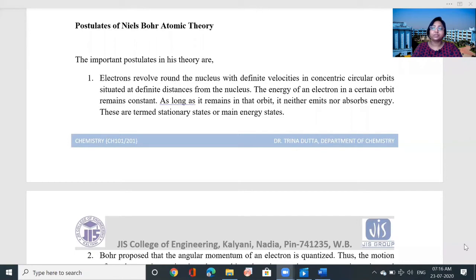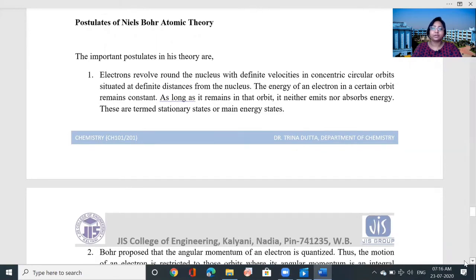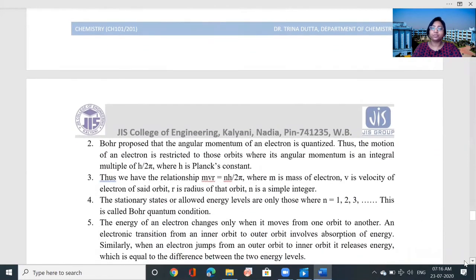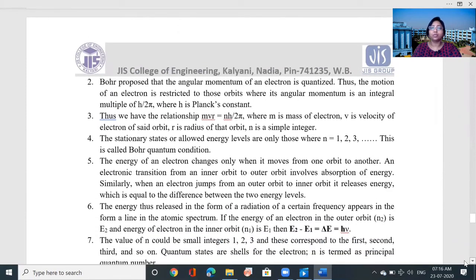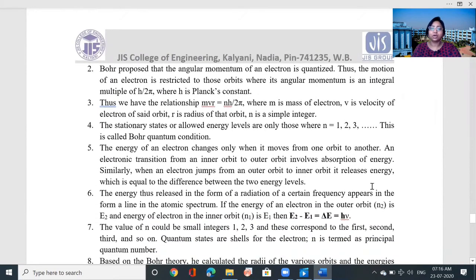Okay, the next postulate, number 2. Bohr proposed that the angular momentum of an electron is quantized. Thus, the motion of an electron is restricted to those orbits where its angular momentum is an integral multiple of h by 2 pi, where h is Planck's constant.